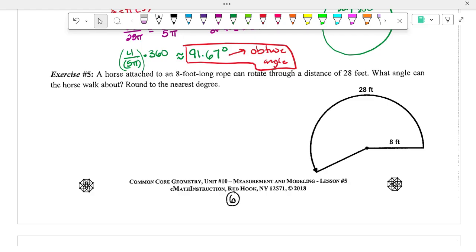Is it 2 pi r? It's not. That's the circumference. Now you need to figure out what angle or what portion.